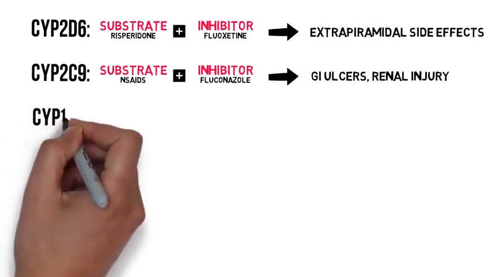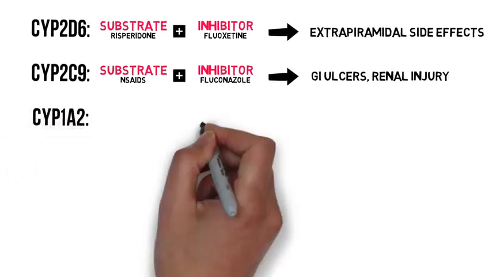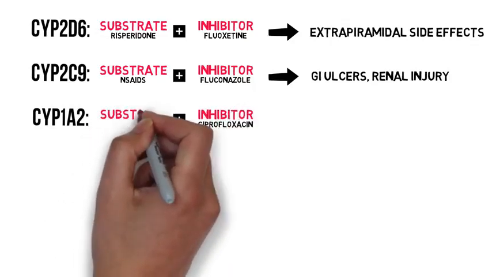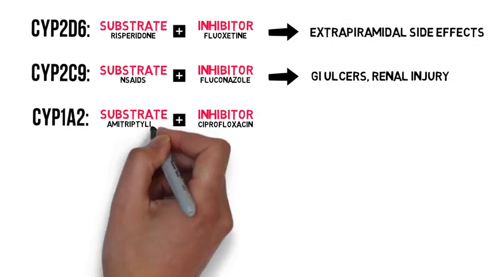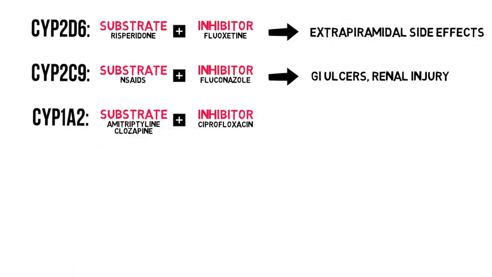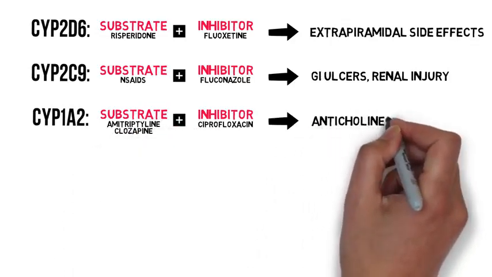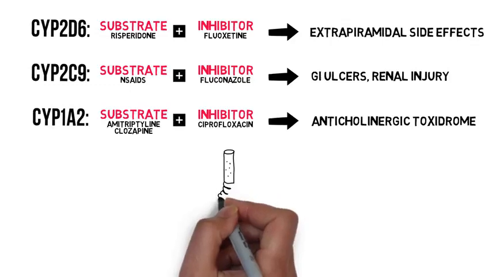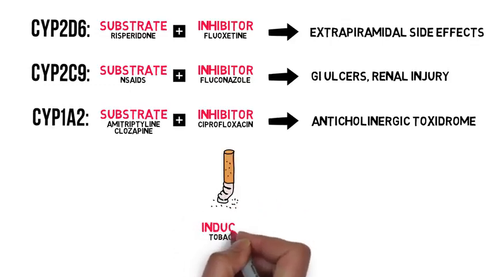For CYP1A2, it is important to know that ciprofloxacin is a strong inhibitor, causing a more than 5-fold increase and thus possible toxic levels of amitriptyline, a tricyclic antidepressant, and clozapine, an atypical antipsychotic. Also note that tobacco, i.e. smoking, is a CYP1A2 inducer.